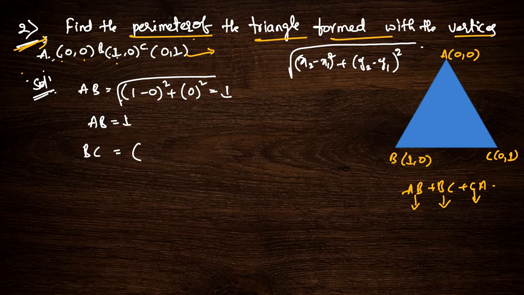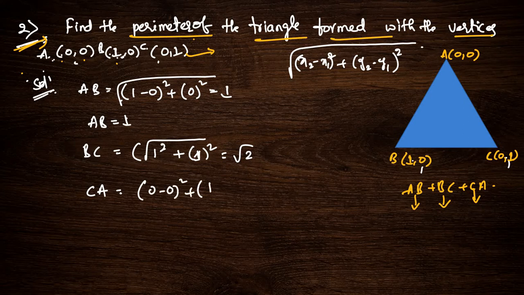x2 minus x1 whole square. So 1 square plus 1 minus 0, 1 square, it will become square root of 2. And CA we will do here, these two points C and A. So x2 minus x1 whole square, 0 minus 0 whole square, plus y2 minus y1, 1 minus 0 whole square. So under root it will become 1, equal to 1. So CA also we got.